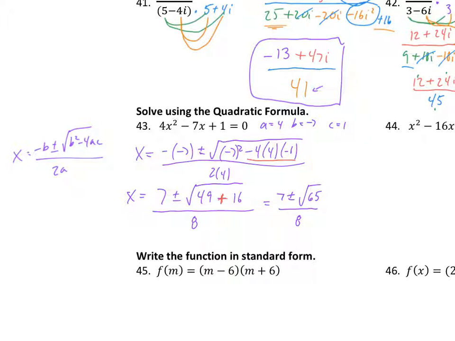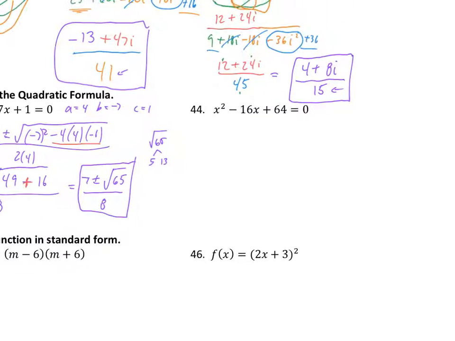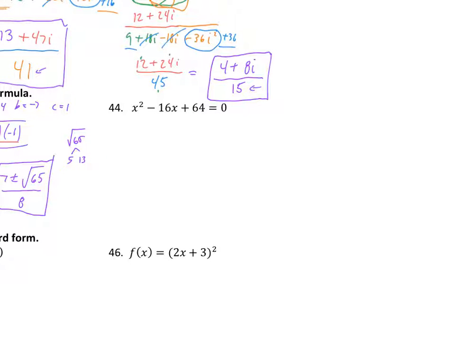Over 8. I should check to see what's going on with 65. 65 is just 5 times 13. So there's no pairs there to break out or anything, so that means I cannot reduce this. So it's done there. 7 plus or minus the square root of 65 divided by 8. Alright, next one.